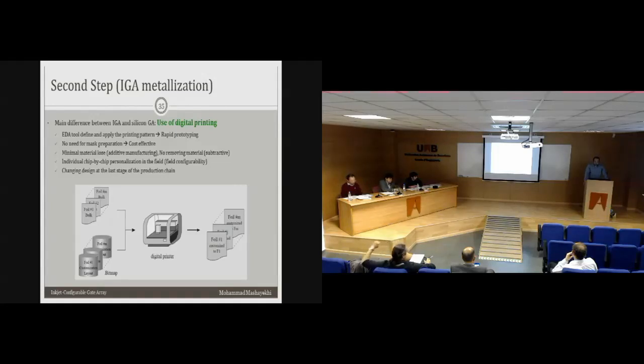The material loss is minimal due to additive manufacturing nature, and there is no removing material. So there is no need to use subtractive processes. And it enables the individual chip-by-chip personalization in the field. This is important, bringing the field configurability. And as the design is not mapped by mask, but just by bitmap or GDS file, you can change the design at even the very last stage of the production chain.